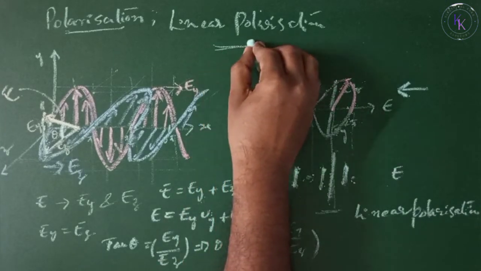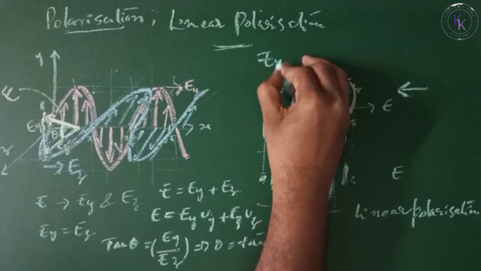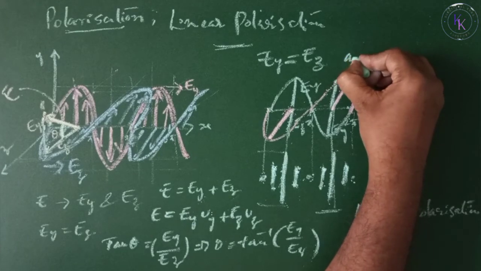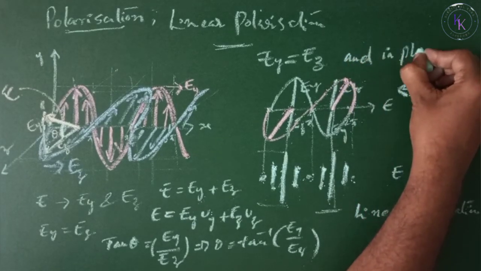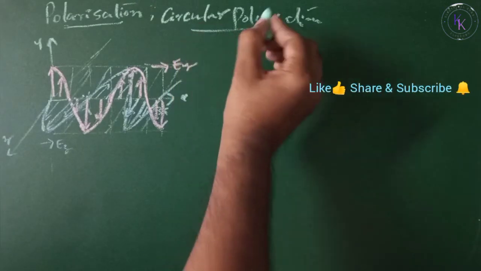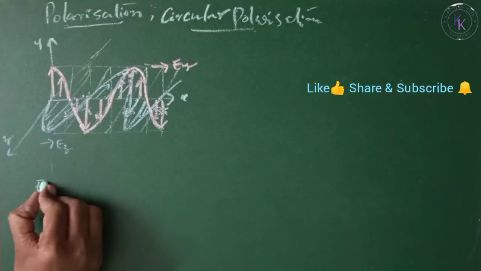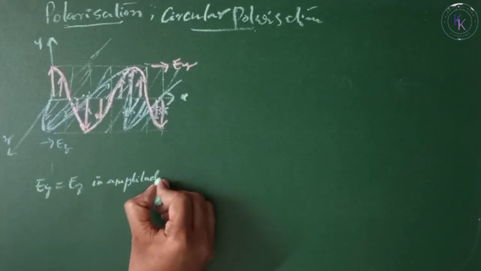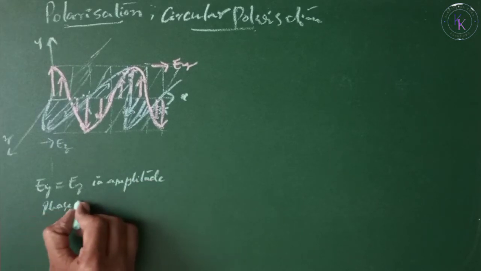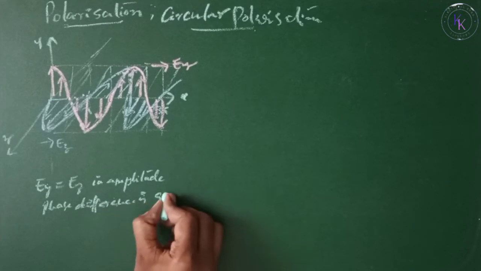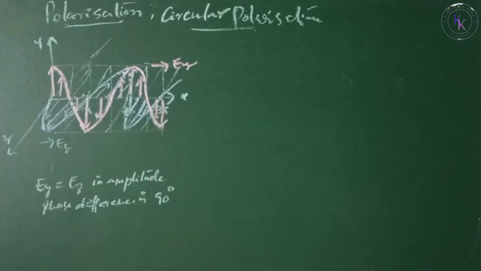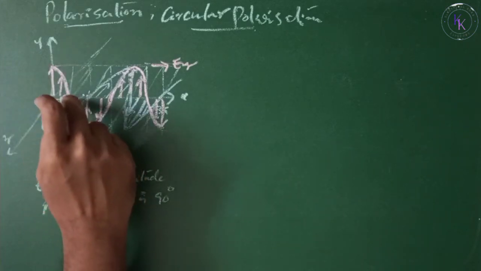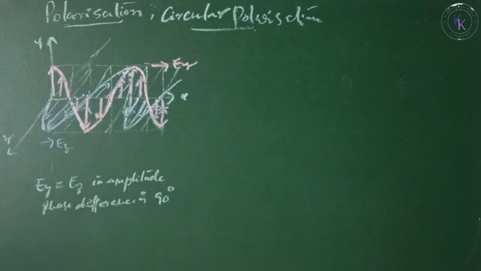So for linear polarization, the condition is EY equals EZ in amplitude and in phase. Circular polarization. Now circular polarization is going to occur when EY equals EZ in amplitude and the phase difference is 90 degrees. If you observe this waveform, when the blue one, EZ, is 0, EY is max, and when EZ is max, EY is 0. The same thing is going to repeat again and again.